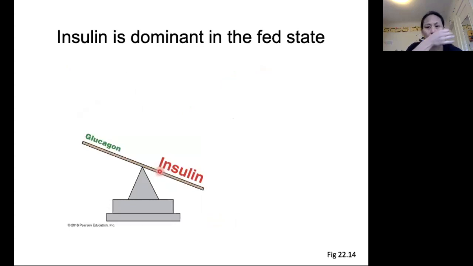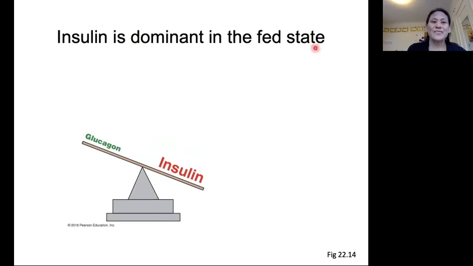Okay, so insulin and glucagon are both present at any given time. However, they are going to exert antagonistic control over metabolism, right? So depending on whether we have more insulin present or more glucagon present, we are going to favor anabolism or catabolism, okay? So that's kind of what's shown here. We are showing our scales tipping in the favor of insulin, okay? Insulin is going to tend to be more present in the fed state. It's going to be dominant in the fed state.